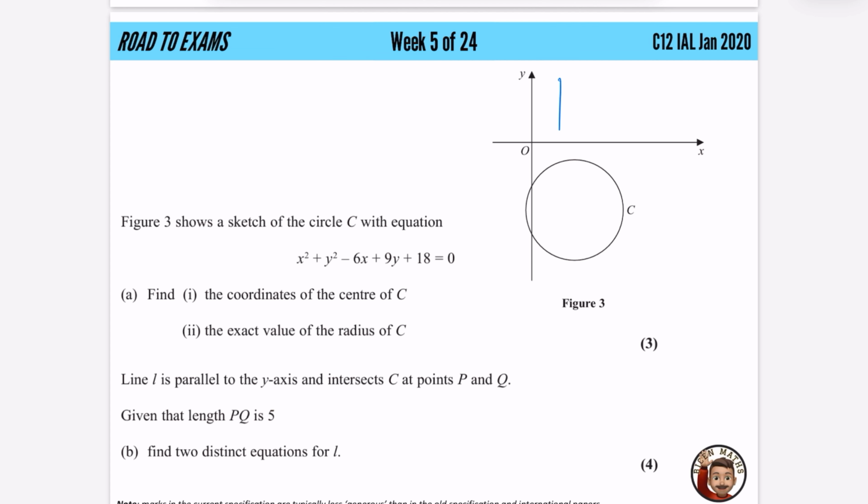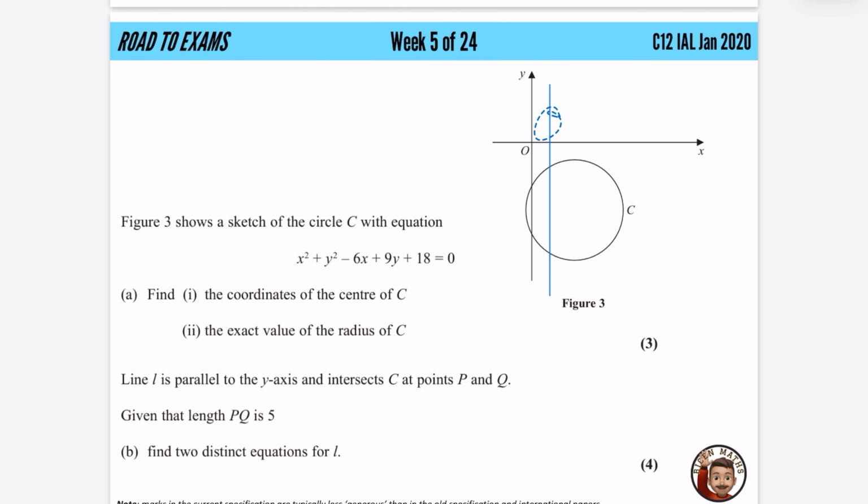So there's going to be a line that is a vertical line like this, right? And this vertical line, where it crosses, say here and here, that's going to be P and Q, and we want the length of that line to be 5. So let me just quickly get rid of some of these things so we can think about what this might look like. Now, it can be in a couple of different places, right?